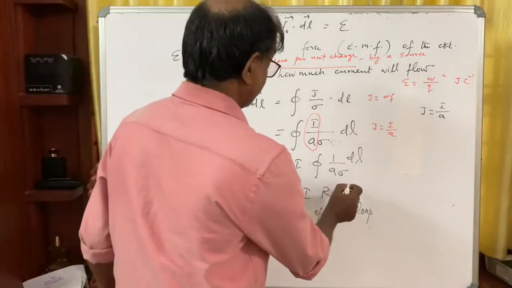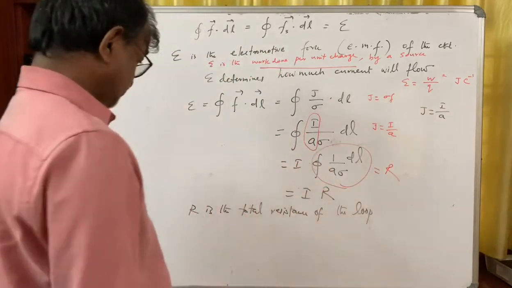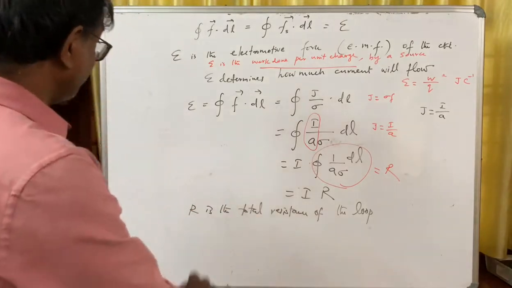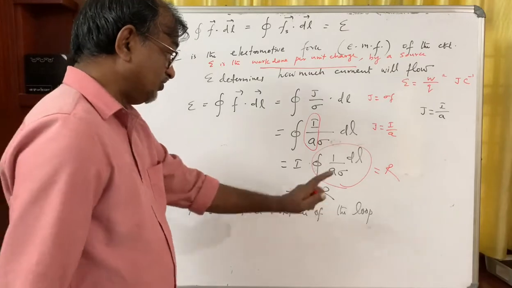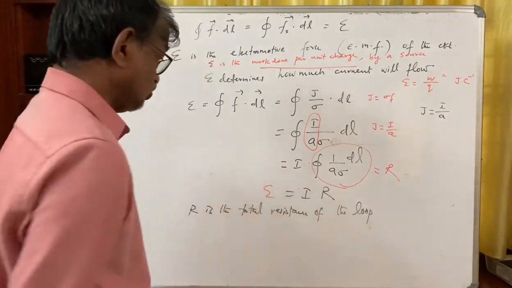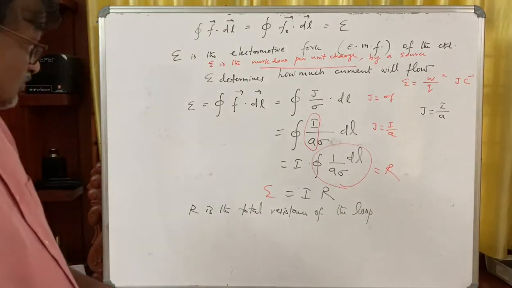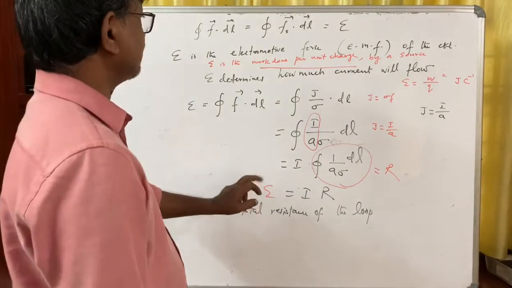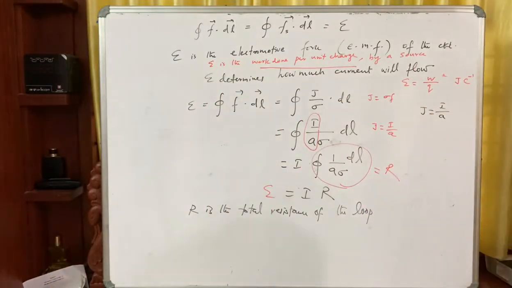So, what is this? This is the resistance R, where R is the total resistance of the loop. So this becomes IR, and E is equal to IR. So, this is also another relation for the electromotive force.